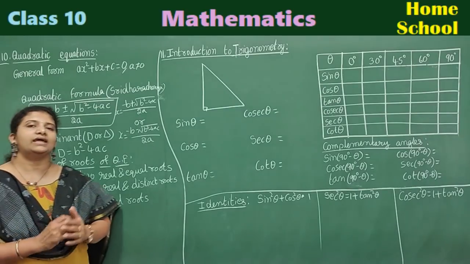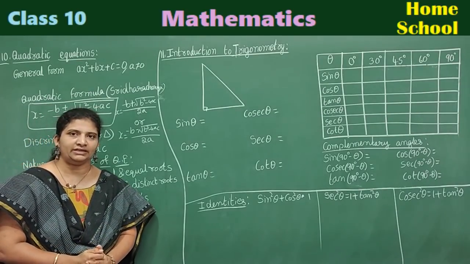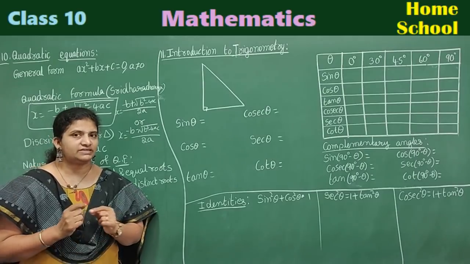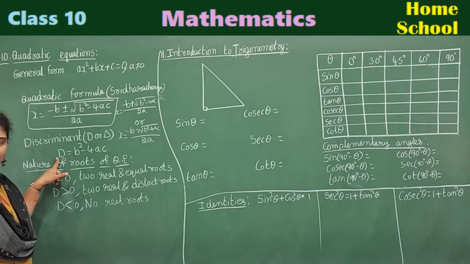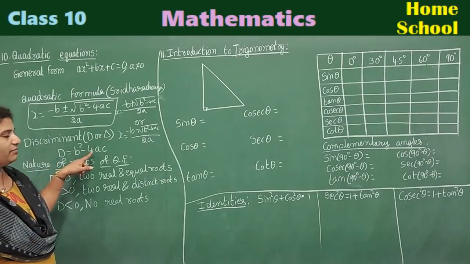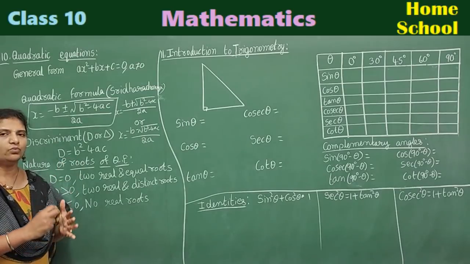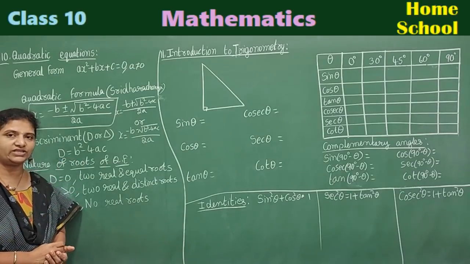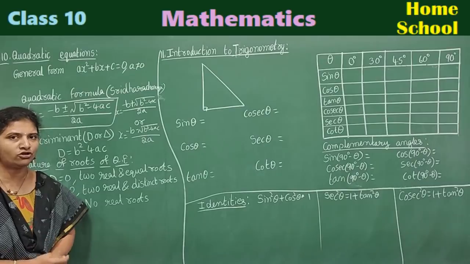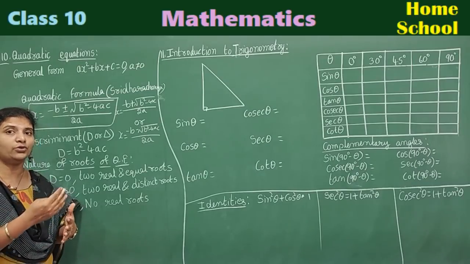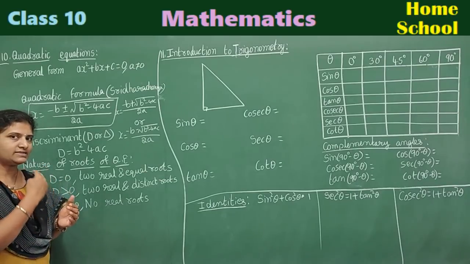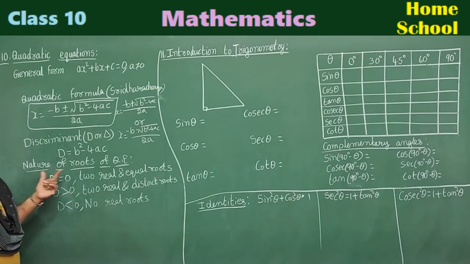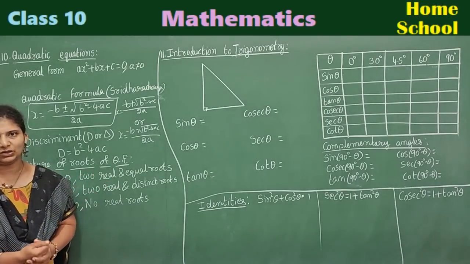Now coming to the next point, the discriminant. The discriminant is represented by either capital D or delta. That is, the discriminant D is equal to b square minus 4ac. Before solving the equation, we can say the nature of the roots, that is, how the roots will be if we simplify that equation. Let us see the three cases here: the nature of roots of a quadratic equation.